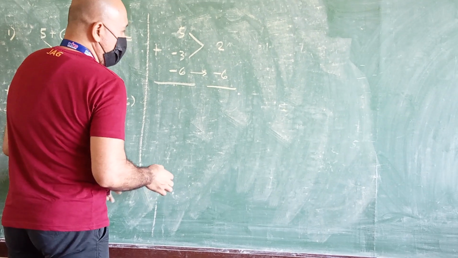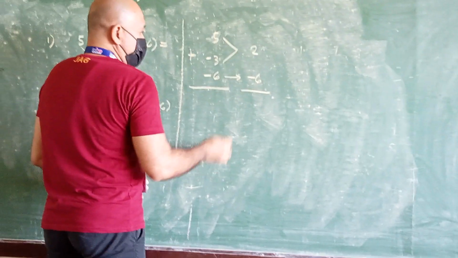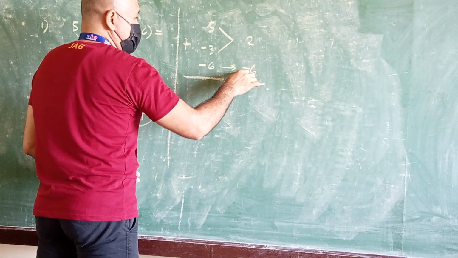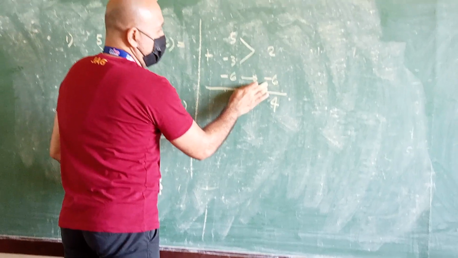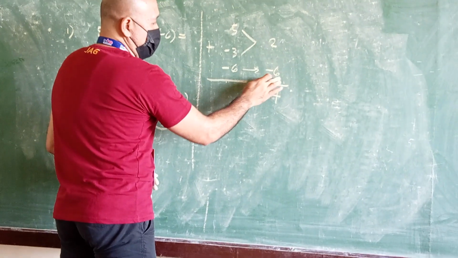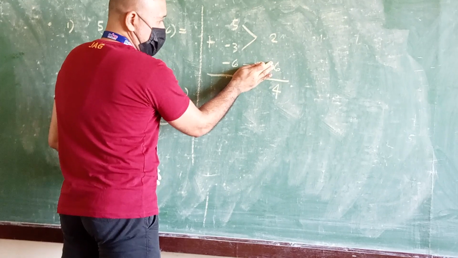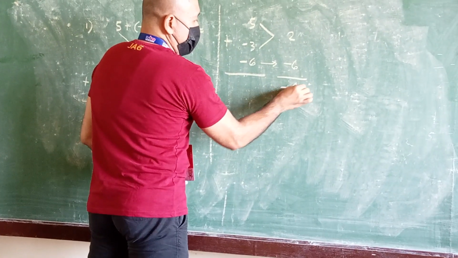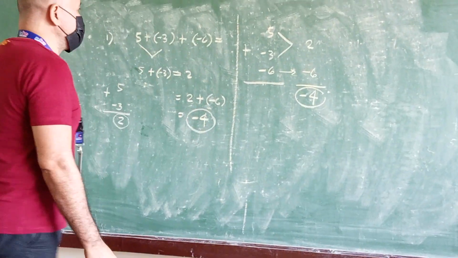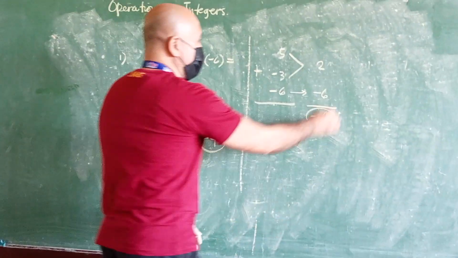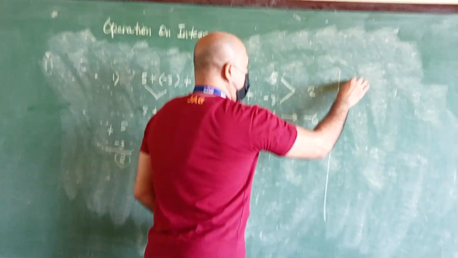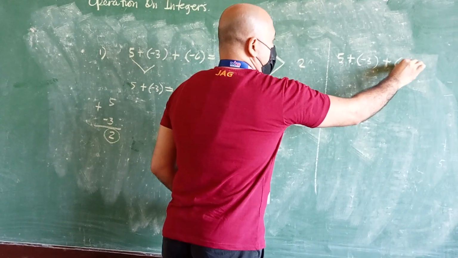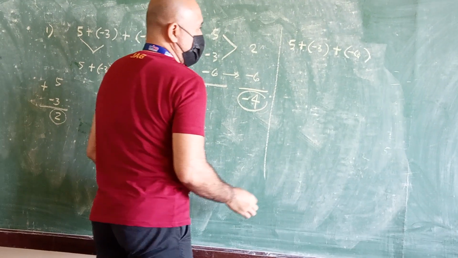So that is still unlike signs. So get their difference, that is between 2 and negative 6, the difference is 4. And then compare these two integers. So 6 has bigger absolute value. Since the original sign of 6 is negative, the answer is negative. So just simple as that. Or there's another way. In this case, positive 5 plus negative 3 plus negative 6, either you can do this way.